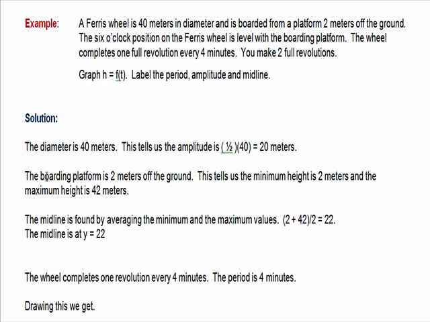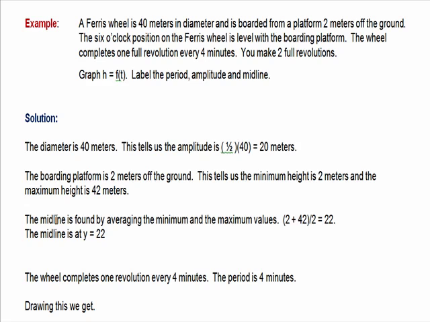Again, the boarding platform is 2 meters off the ground. So that's going to actually tell us the minimum height is 2 meters. And the maximum height when you're at the top of the Ferris wheel will be 42 meters, because again, the Ferris wheel is 40 meters in diameter.